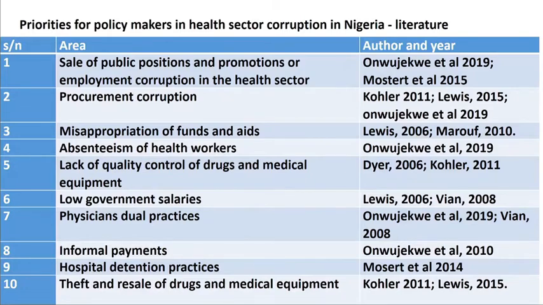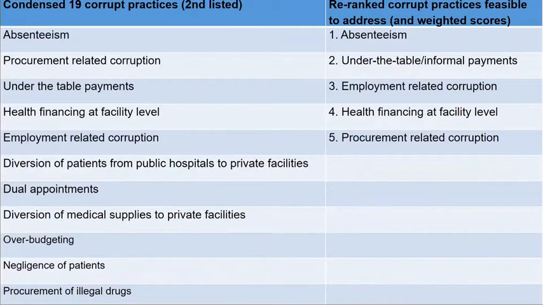Next slide, please. If you look at the left side, that's the condensed 19 corrupt practices, where absenteeism is number 1. And the last one there is the procurement of illegal drugs, drugs that are not supposed to be within facilities. They're actually procured and kept in facilities. But if you now look at the right side of the table, those are the top 5 corrupt practices that the policymakers could address. So number 1 corrupt practice is absenteeism.